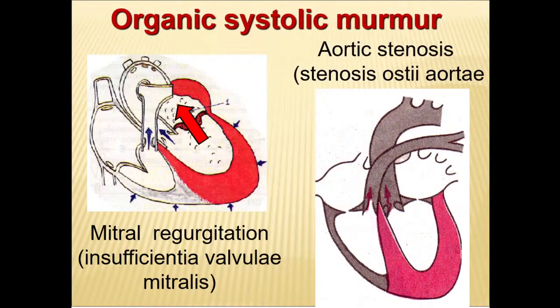Organic systolic murmur will be heard over the aorta due to narrowing of the aortic orifice, again due to an anatomic heart defect, because of pathological growth of connective tissue and formation of a heart defect, aortic stenosis. Blood is ejected with audible turbulent movements.